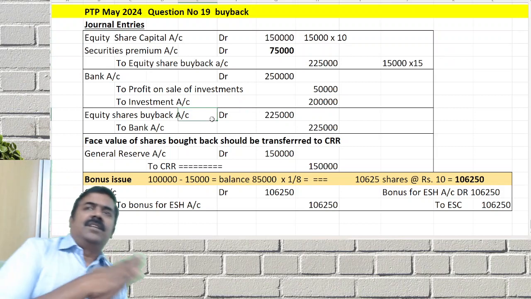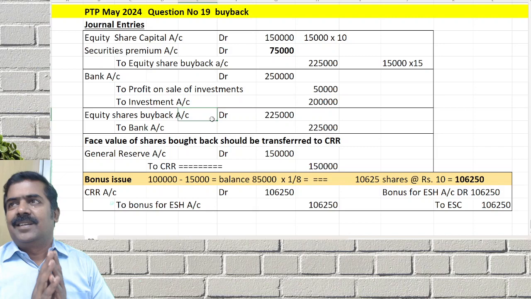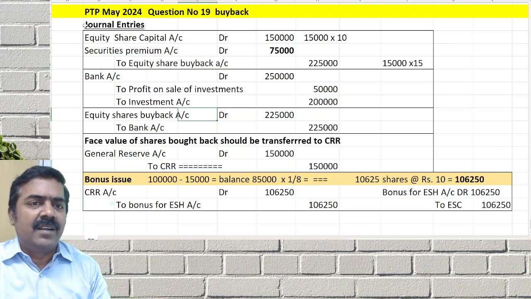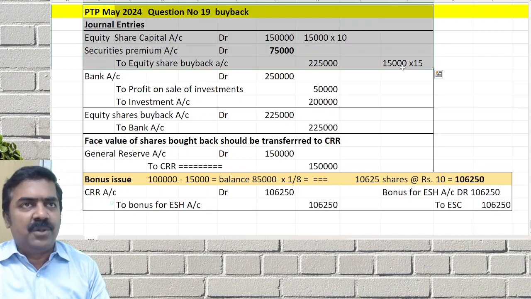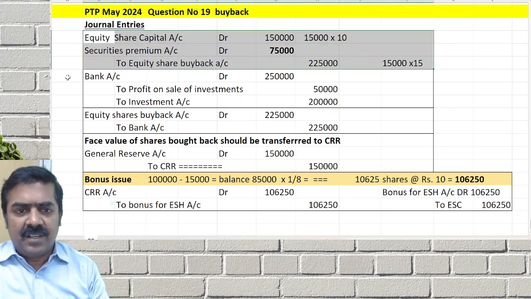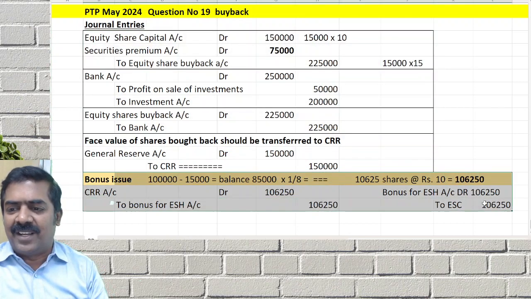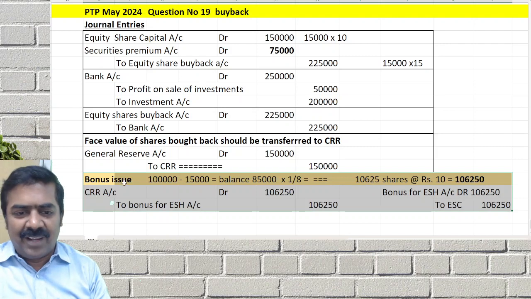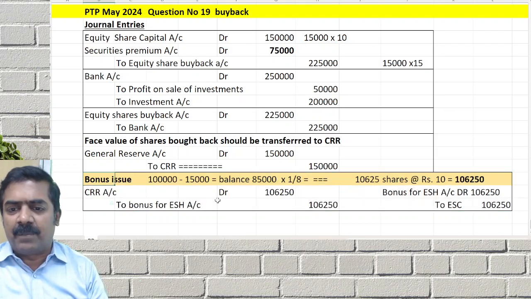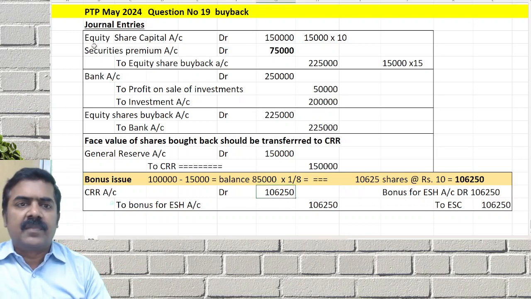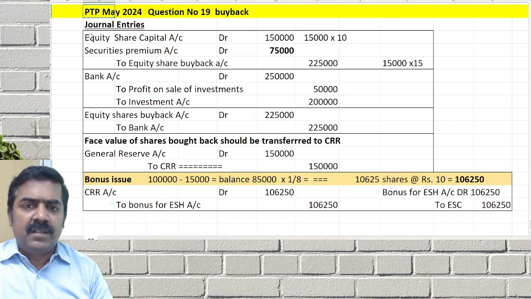In the model test paper there was no journal entry, just calculating the number of shares that can be bought back. In the practice test paper, no number of shares is to be calculated. They've already given the number of shares, and you just pass the journal entry. In the examination, they can club both and ask you to find the number of shares to be bought back and pass the journal entry for the same. Any doubt in this question?